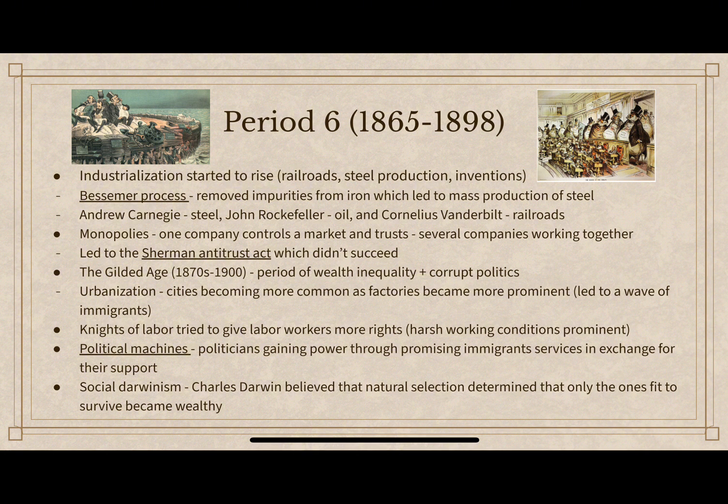Like I've said before, another thing that happened during the Gilded Age was very corrupt politics through political machines, which was where politicians gained power through promising immigrants services in exchange for their support. Like, for example, they'd give immigrants housing or jobs. The last very important thing about this era was social Darwinism, which was the idea that natural selection determined that only the ones fit to survive became wealthy. This idea was promoted by Charles Darwin, who also promoted the idea of the wealth giving to the poor.